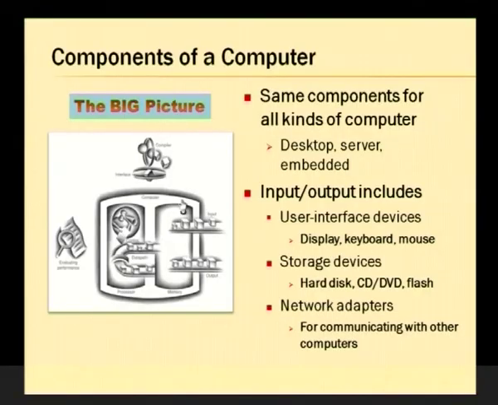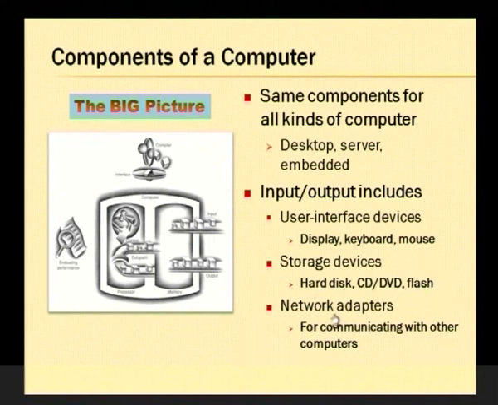There are some components that are common to all these kinds of computers. So, what are these things which are common to all of them? You will find that there will be a processor, and there will be some memory, and there will be input output devices. These input output devices will include user interface devices like display, keyboard, mouse and so on. I am sure you are familiar with most of these devices. And then there will be storage devices like hard disk, CD, DVD, flash devices and so on.